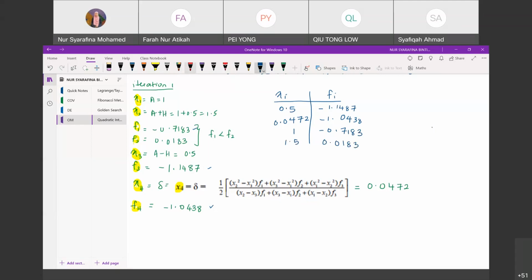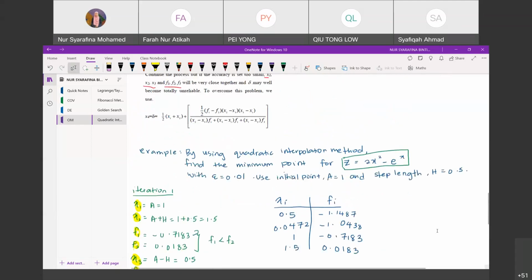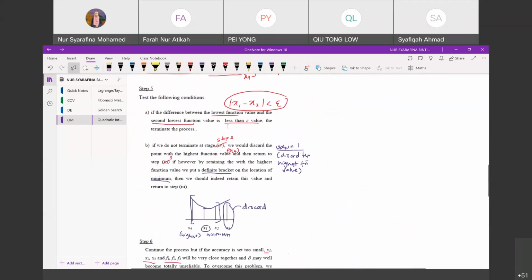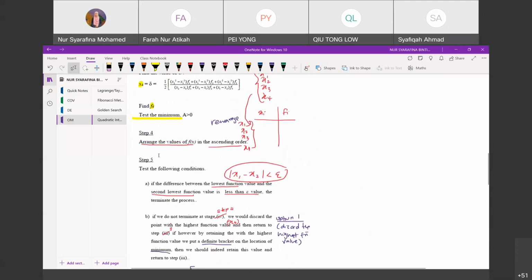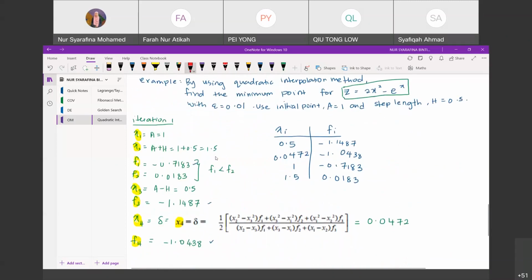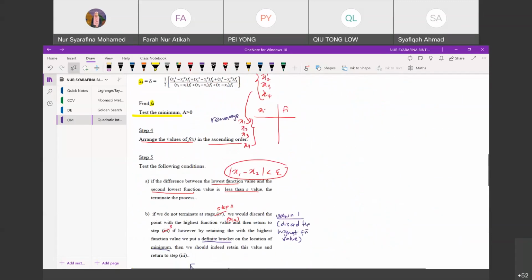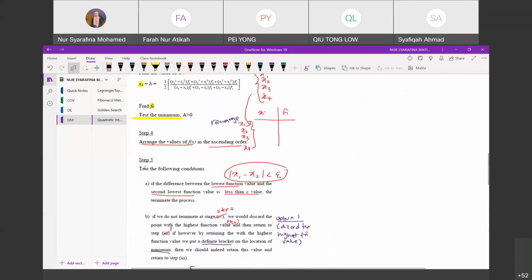So now you have to arrange accordingly to the ascending order of what? Arrange the values of fx. Okay, so this arrangement considers the value of fx. Lowest one, second lowest, the third lowest, and the highest one. So now this is your x1, x2, x3, and x4 in the next iteration. Okay, in the next step and iteration. So next, once you arrange, what you have to do is to test the condition.